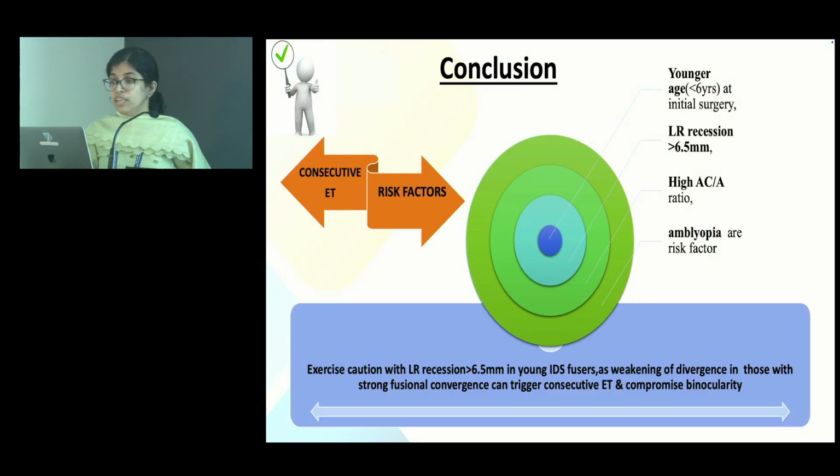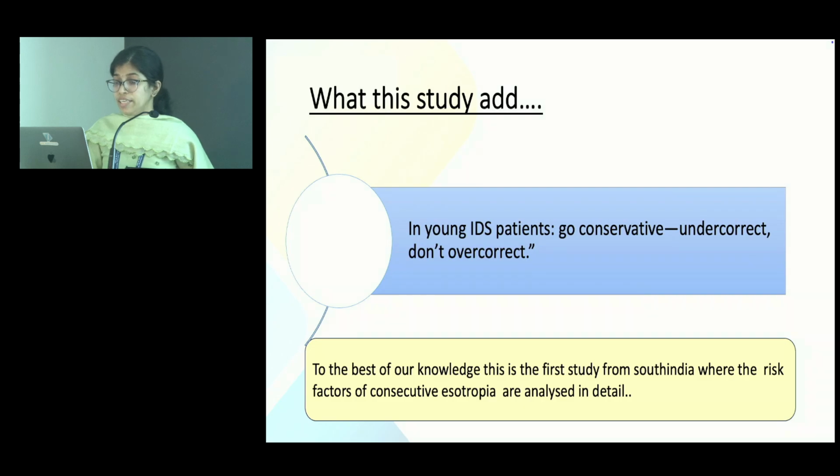To conclude, younger age less than 6 years, LR recession of more than 6.5 mm, high AC/A ratio and amblyopia are the main risk factors we found in our study. So exercise caution with LR recession more than 6.5 mm in young IDS users, as weakening of the divergence in those with strong fusional convergence can trigger consecutive ET and compromise binocularity. In young IDS patients, always go conservative, undercorrect, don't overcorrect.